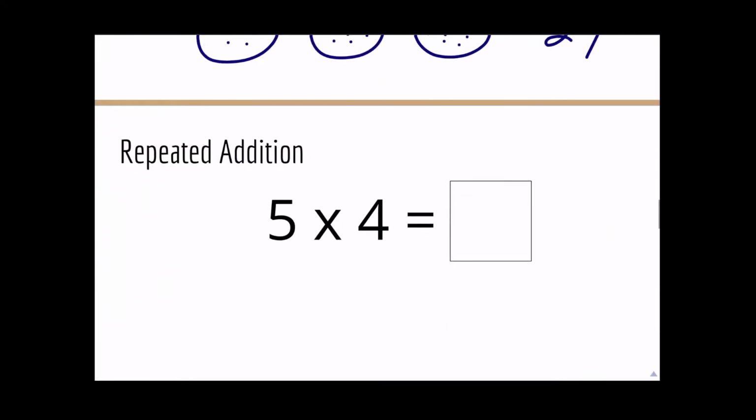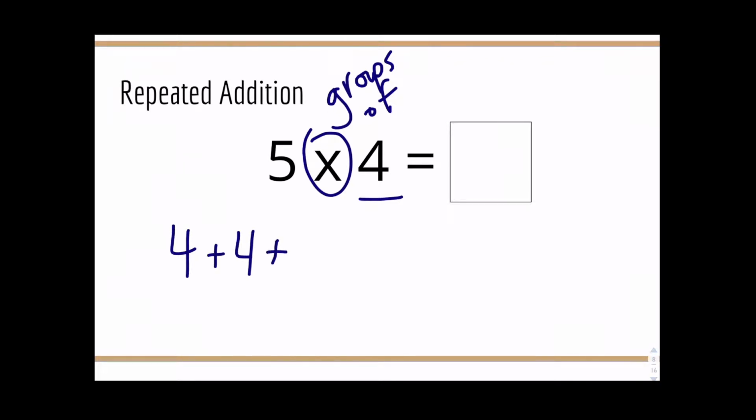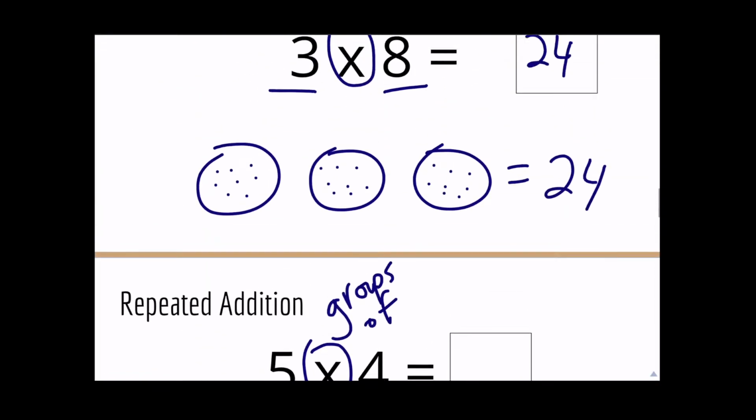All right, let's move on to repeated addition. As you can see, it's a very similar process. It's still, in this case, basically meaning groups of, because you're going to have the number 4 added together a bunch of different times. And so in this case, it just means if the groups are of 4, well, 4 plus 4 plus 4 plus 4 plus 4, and that would equal our answer. And so you can see how similar it is to equal groups.